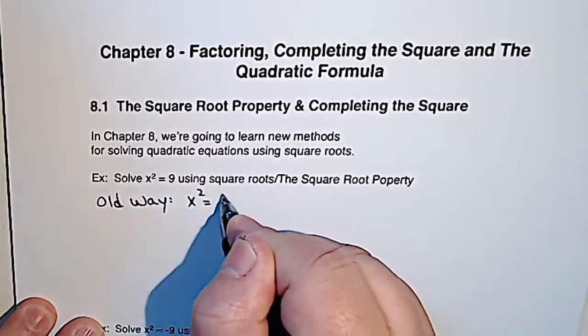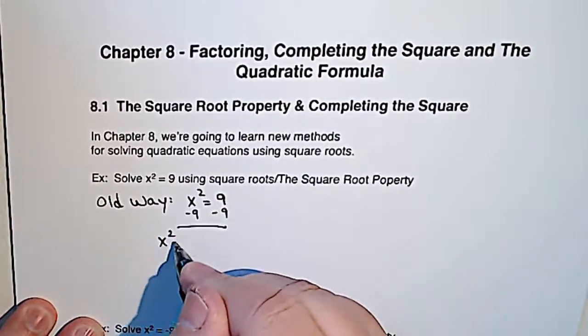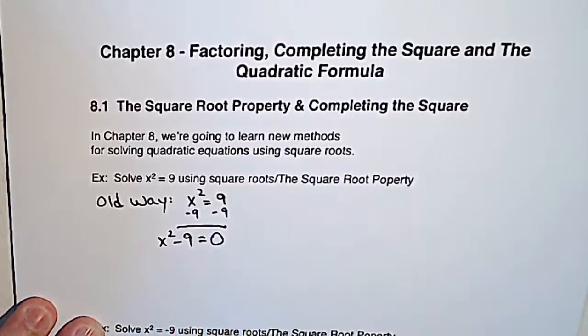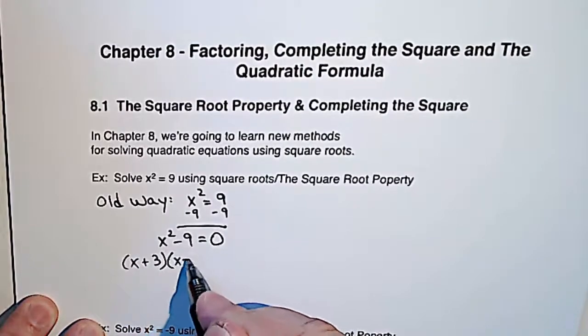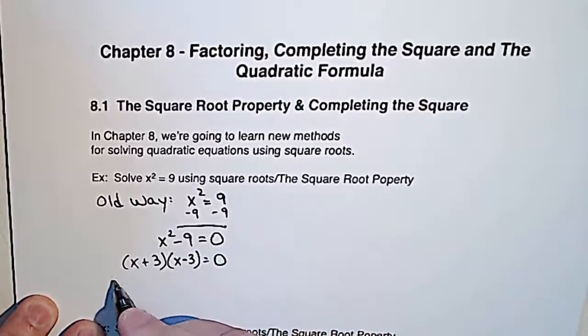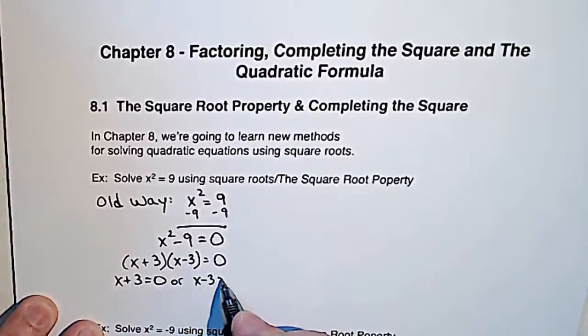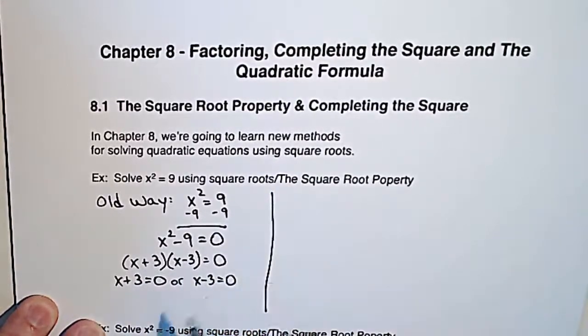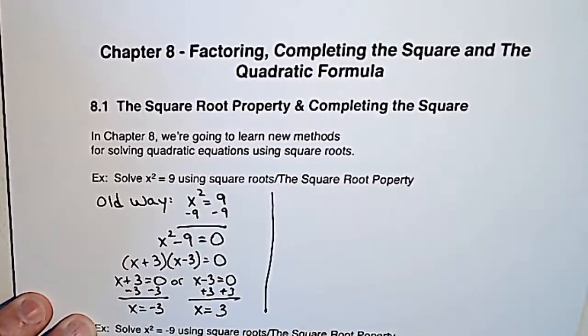X squared equals 9. We subtract 9 from both sides. X squared minus 9 equals 0. Then I would say, okay, that's the difference of two squares. X plus 3, x minus 3 equals 0. X plus 3 equals 0, or x minus 3 equals 0. This is still working. It's just fine. Subtract 3, x equals negative 3. Add 3, x equals 3. There we go, two answers.